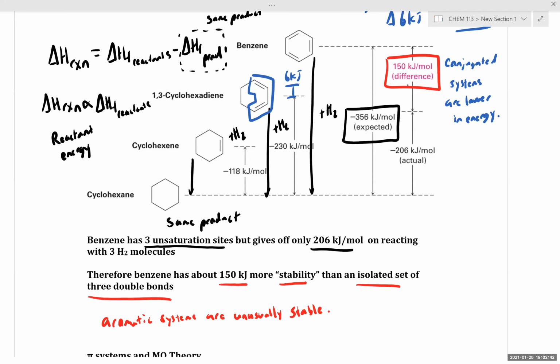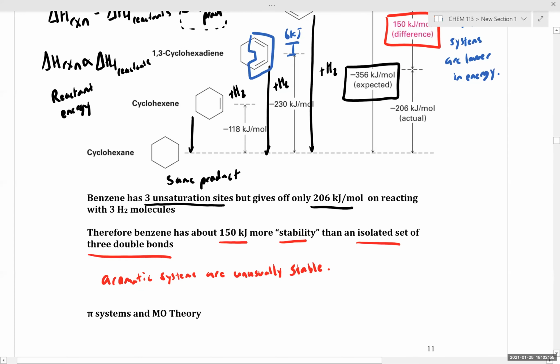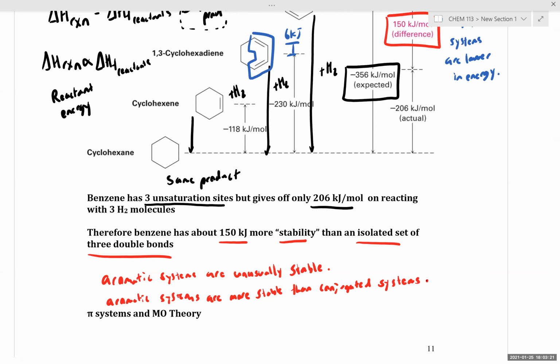The benzene is like way more in magnitude. Yep, exactly. Benzene is way more stable. This stabilizing effect is way greater than that of simple conjugation. So aromatic systems are unusually stable, and aromatic systems are more stable than conjugated systems. So this effect is more than just conjugation. There's some other reason why aromatic systems are so stable.